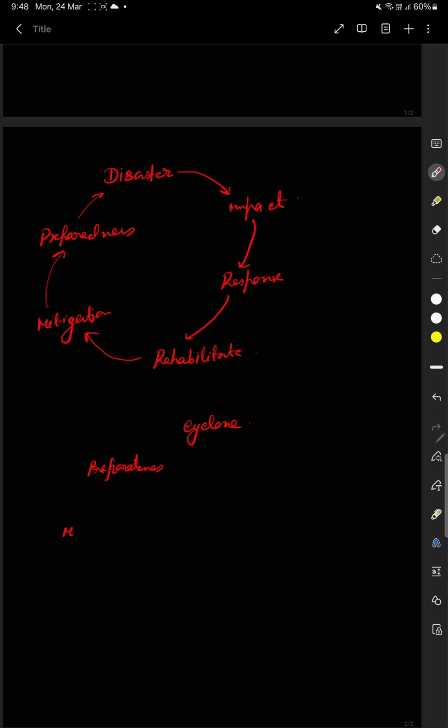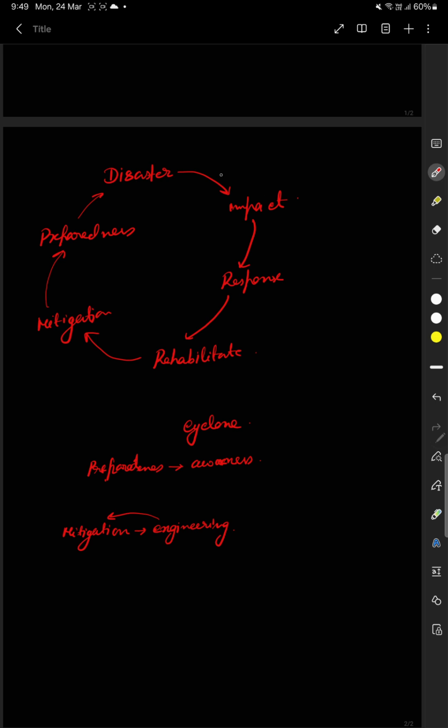And what is mitigation? Mitigation means engineering. Let's say a bridge is built so that flood does not occur, or some building is built so that the cyclone does not break it. Any engineering done to prevent natural calamities, if they tell you that in the question, go for mitigation as the answer. But if they tell warning people, making people aware, that is called preparedness. Preparedness is basically awareness, and mitigation is basically engineering.